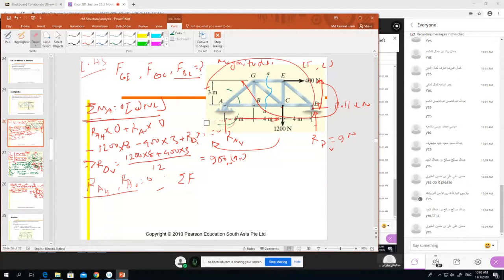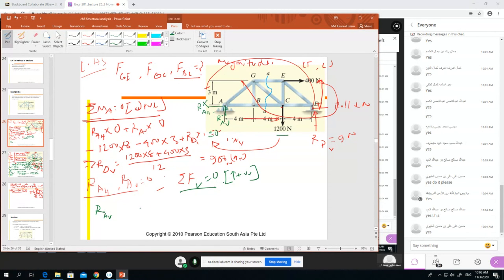We need to find the result. It was 0, right? We have to find this one: the reaction at a vertical force and the reaction at a horizontal force. So first we take the summation of vertical force. Upward force is positive, so we have RAV. The horizontal force will not count in our calculation.